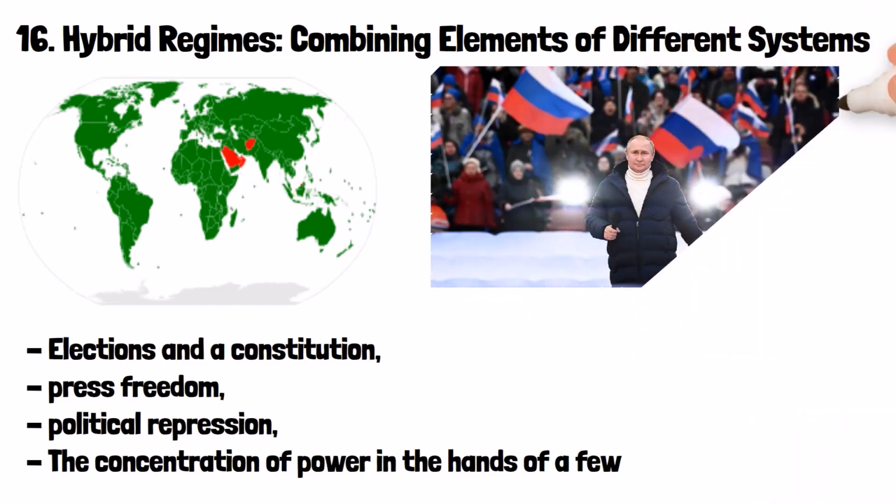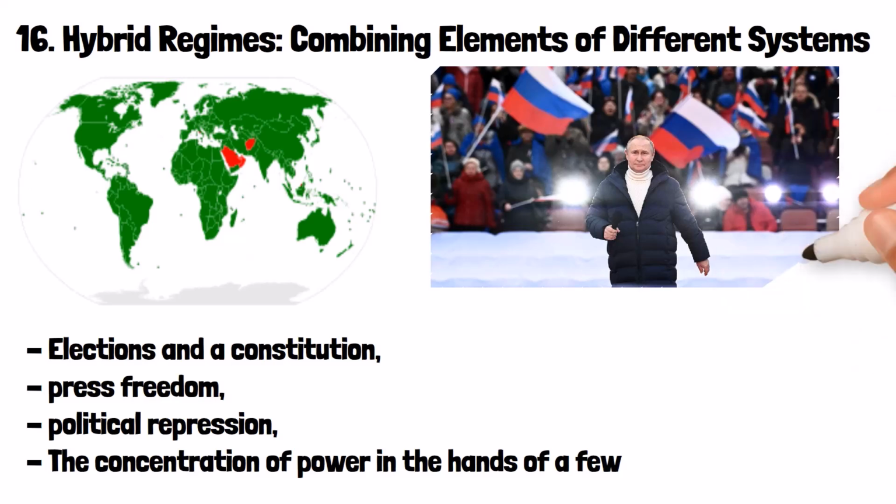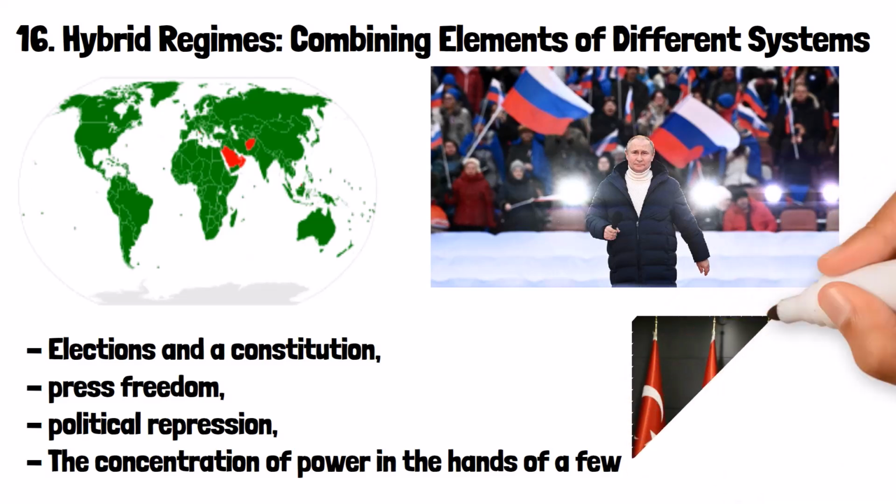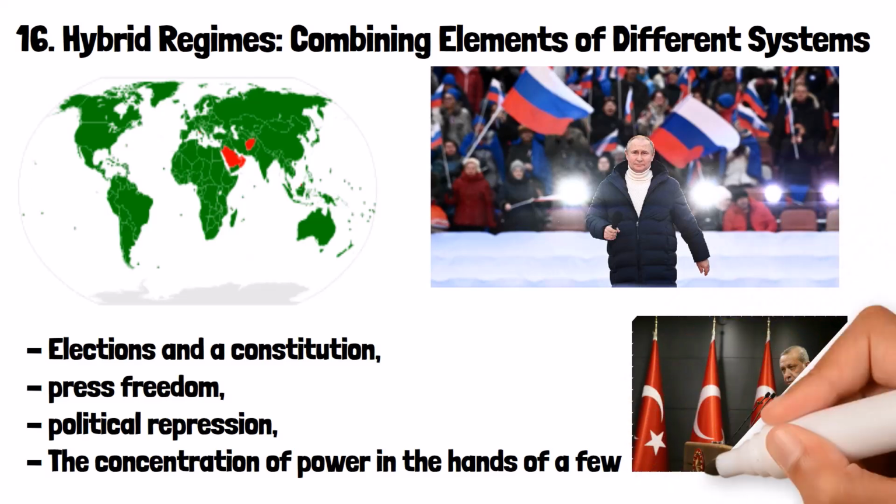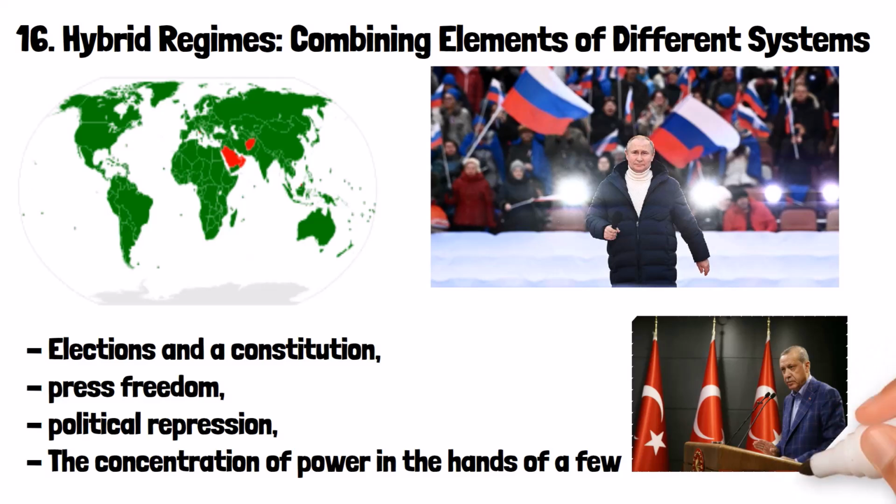Under Vladimir Putin, Russia has been described as a hybrid regime, where elections are held, but the government tightly controls the political environment, media, and opposition parties. Turkey under Recep Tayyip Erdogan has been characterized as a hybrid regime, where democratic institutions exist, but are weakened by the centralization of power and crackdowns on dissent.